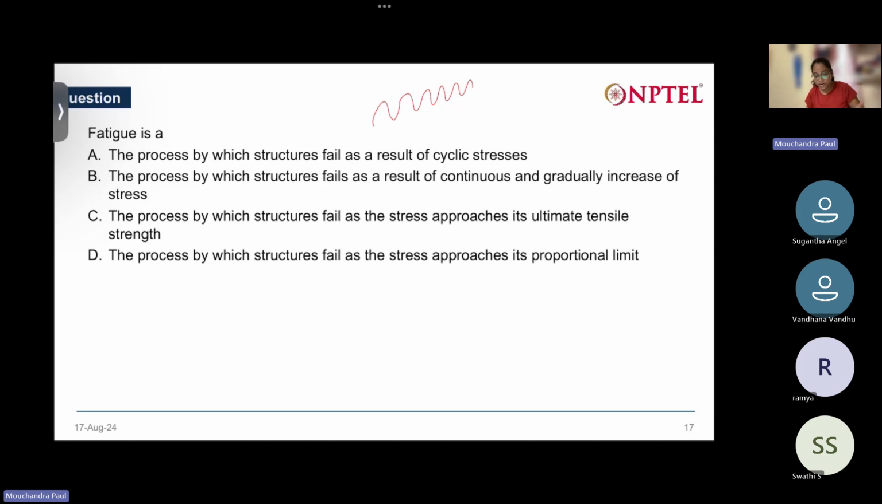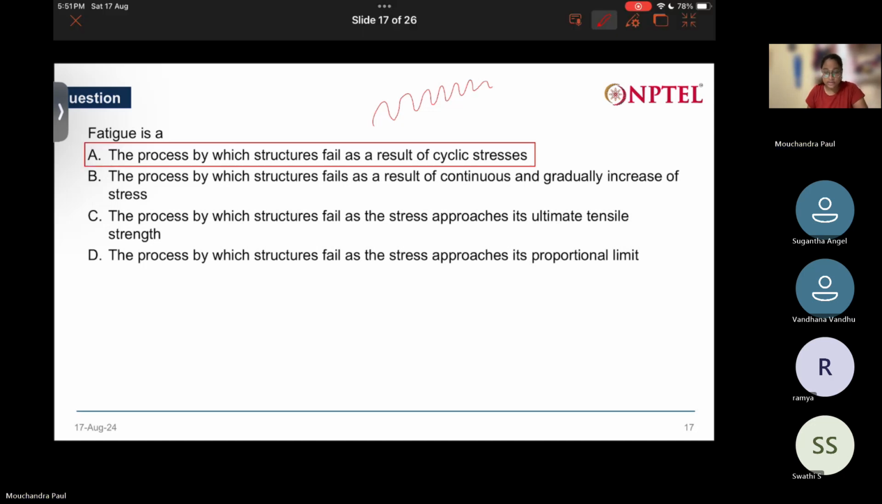So as I have already told, the definition: fatigue is a process by which structures fail as a result of cyclic load, cyclic stresses. This is called fatigue. Okay.